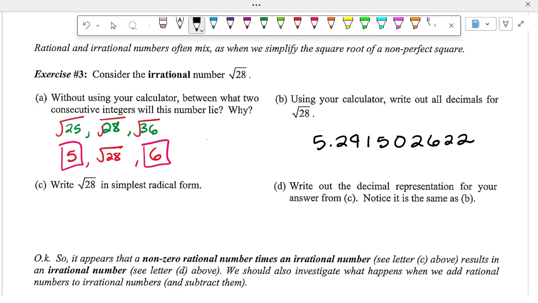Yeah. All right. So that's kind of a way, like if I ever ask you what two consecutive integers this irrational number is between, just think about what two perfect squares the number under the radical is between, and then take those square roots. All right.